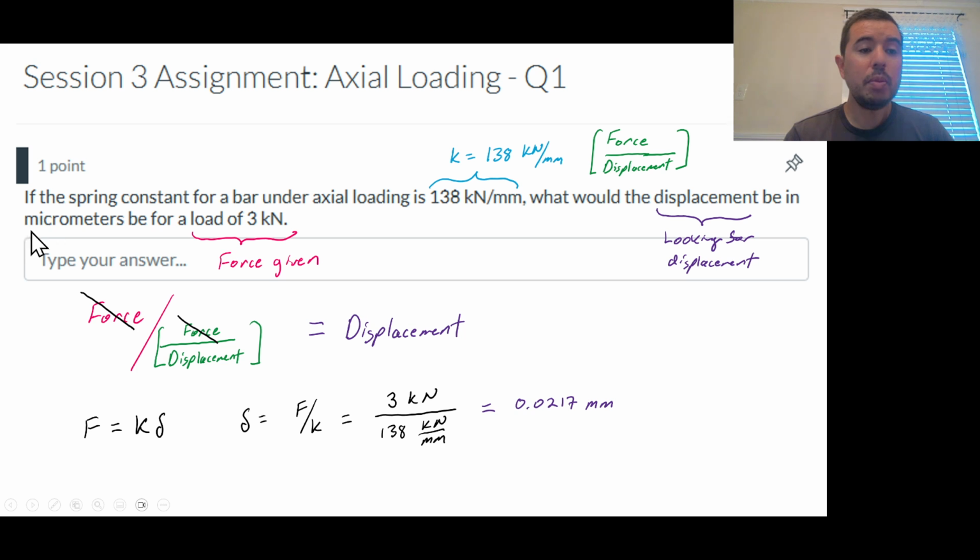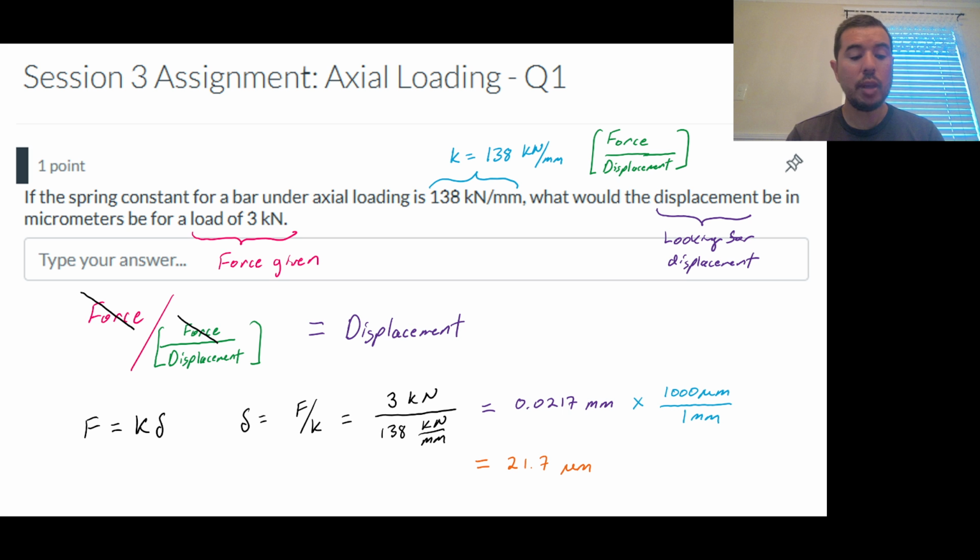Now, the problem is asking for us to give the displacement in terms of micrometers. And that is going to be done by using the conversion factor. So 1,000 micrometers, or microns, are equal to 1 millimeter. So again, we can cancel the dimensions here, and we get the resulting 21.7 microns or micrometers. Right? So that's how we do this problem.